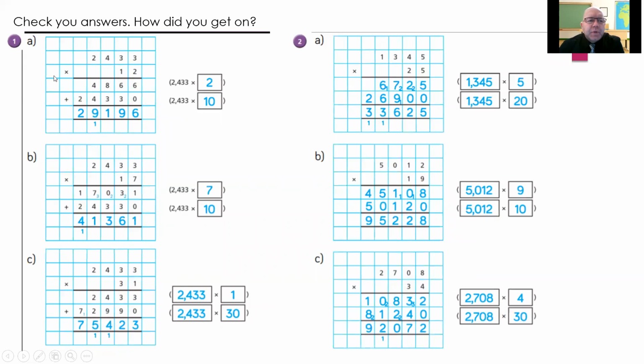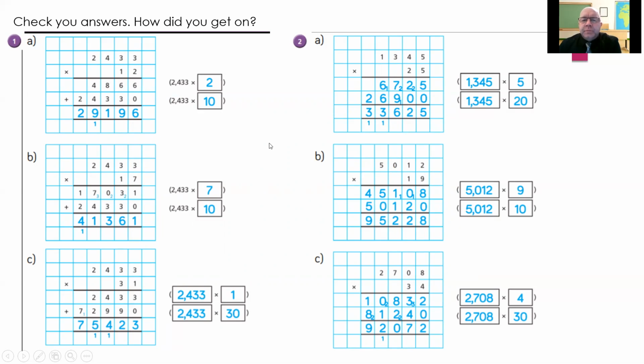Right, here's your answers. So in A, you can see we've multiplied by 12, which means partitioned, we've multiplied by 2 and 10. And our final answer, 29,196. On B, partitioning the 17, so we've multiplied by 7 and 10. Final answer, 41,361. And C, you can see it's 2,433 multiplied by 1 and 2,433 multiplied by 30.